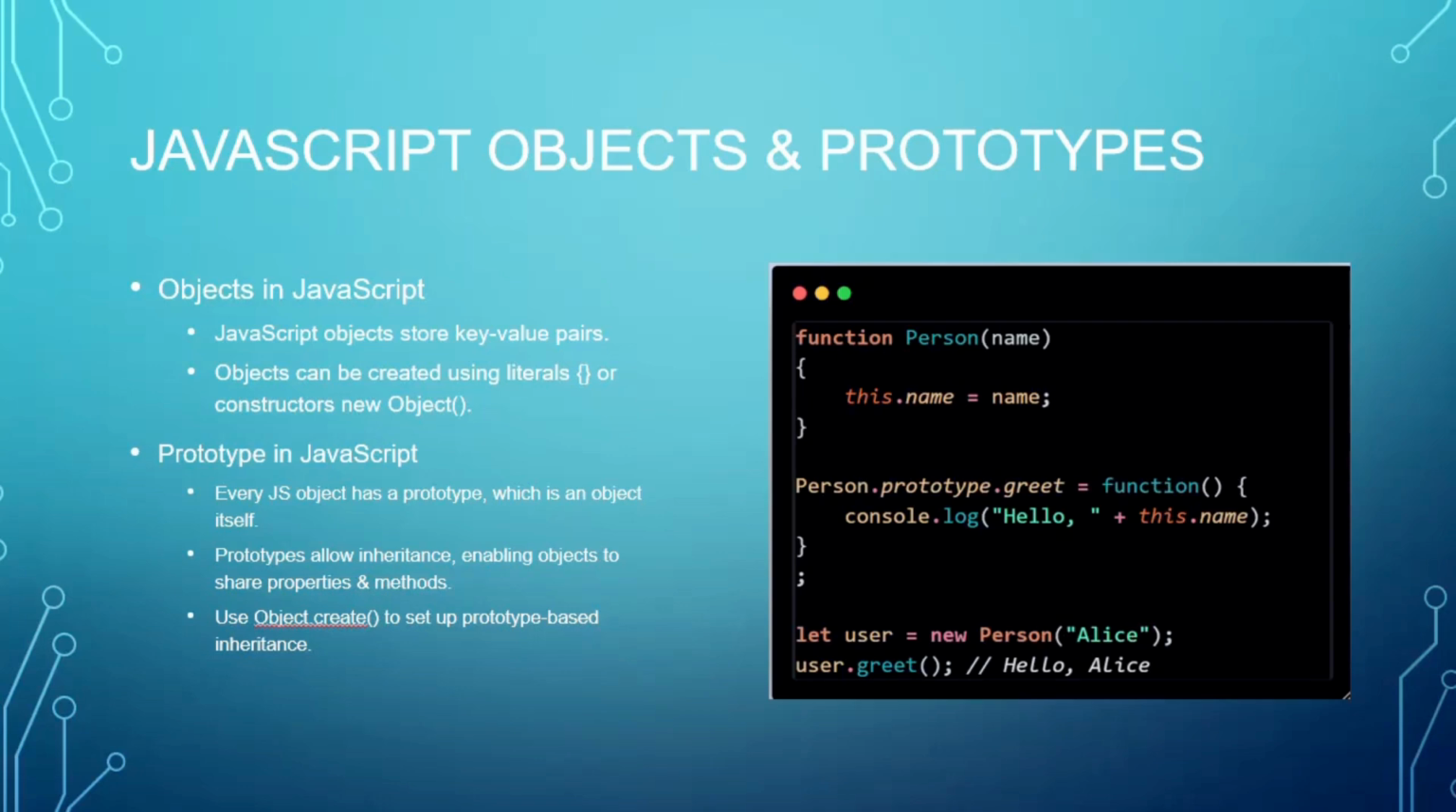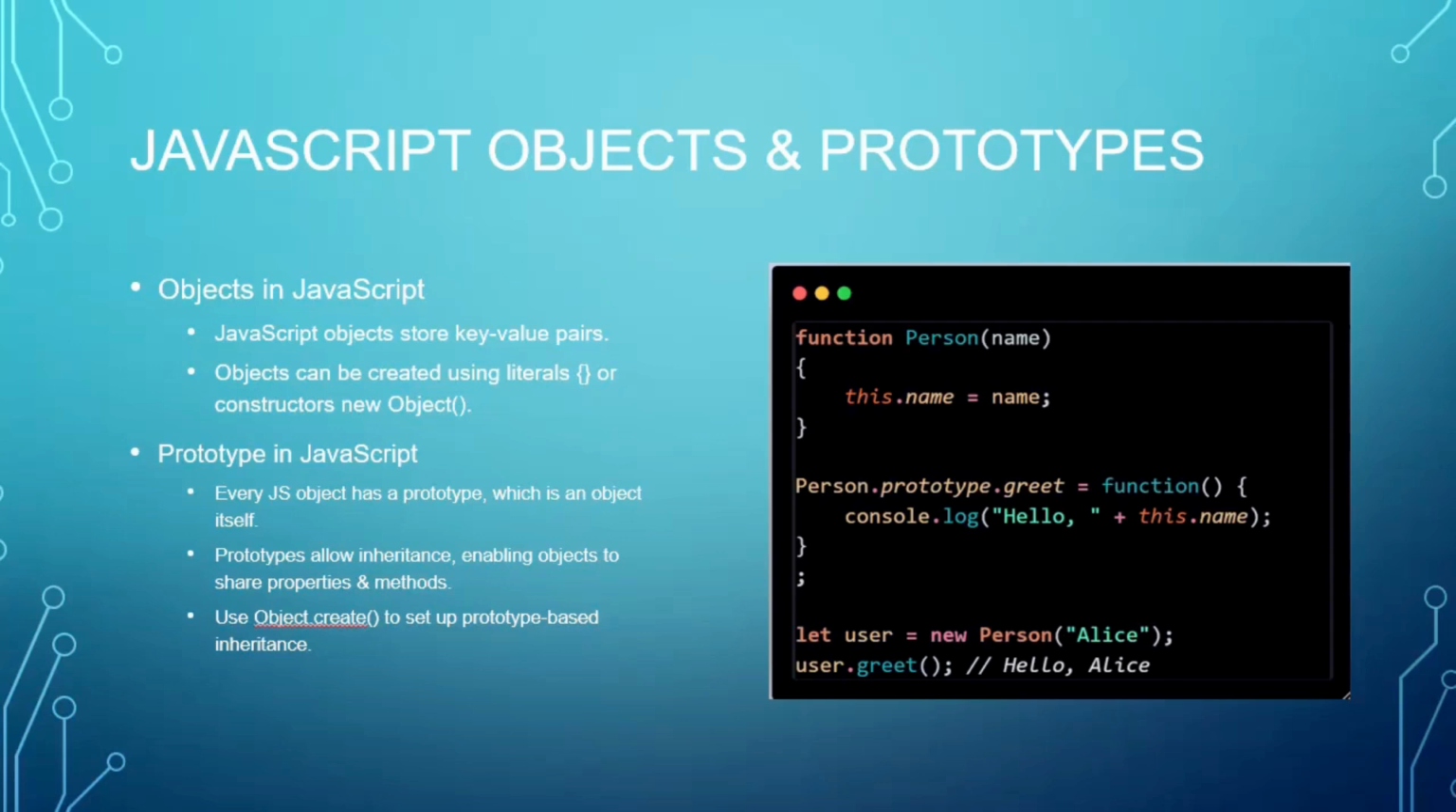Now let's talk about prototypes, a key feature of JavaScript. Every JavaScript object has a prototype, which is another object. This prototype acts as a blueprint and allows inheritance, meaning objects can share properties and methods.